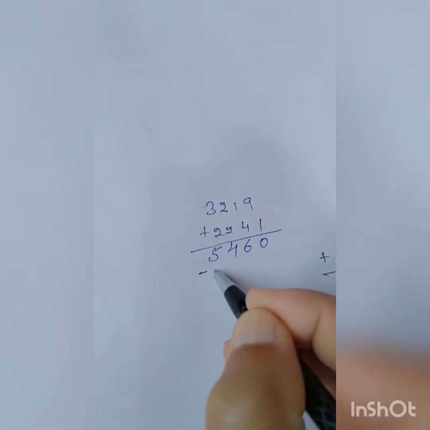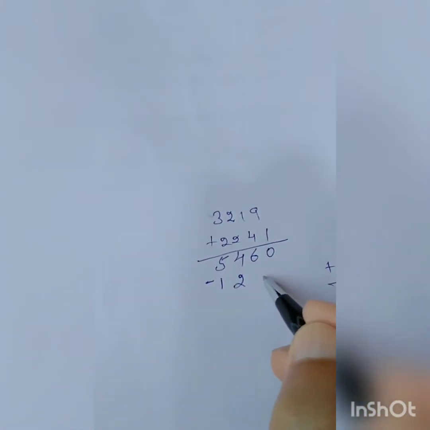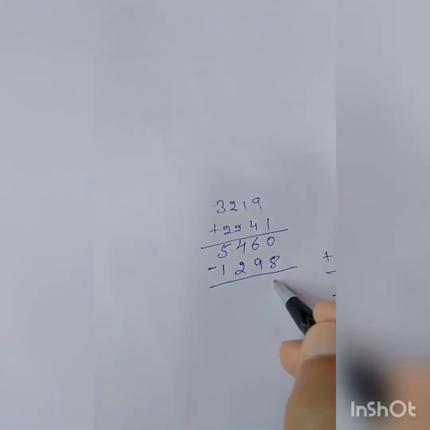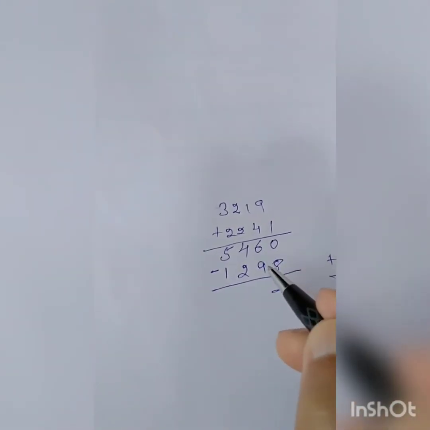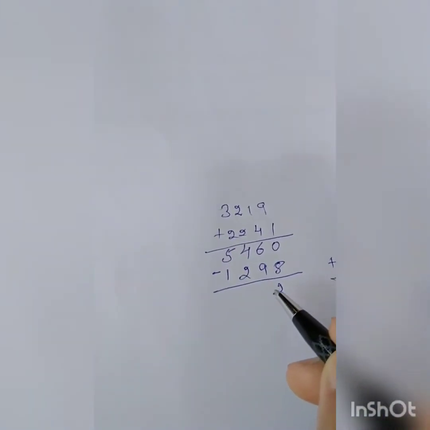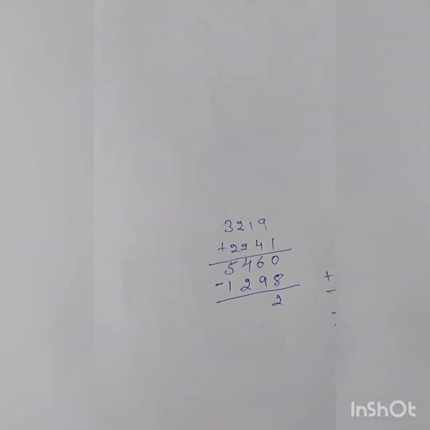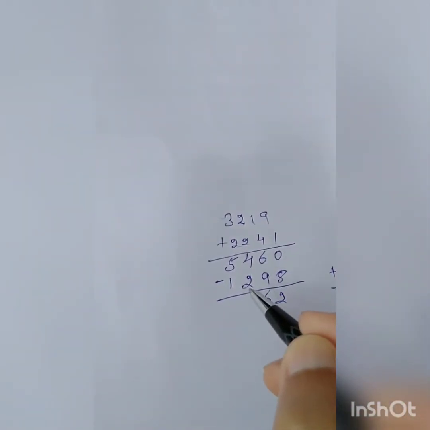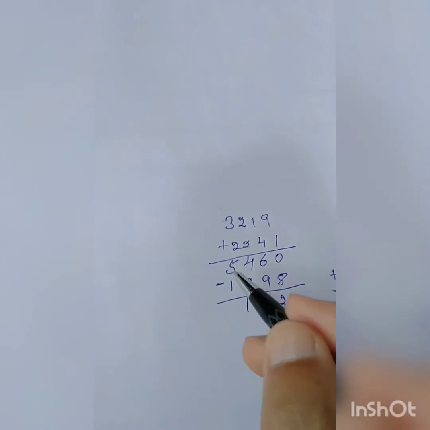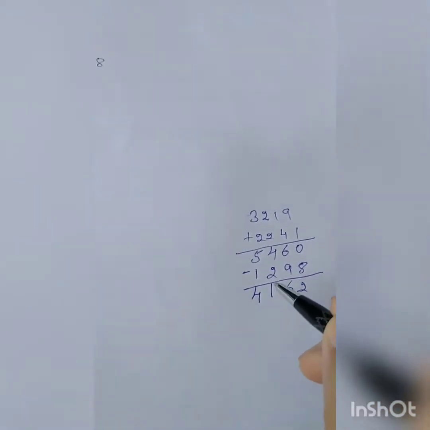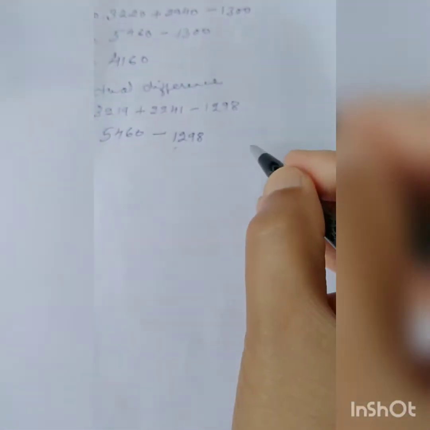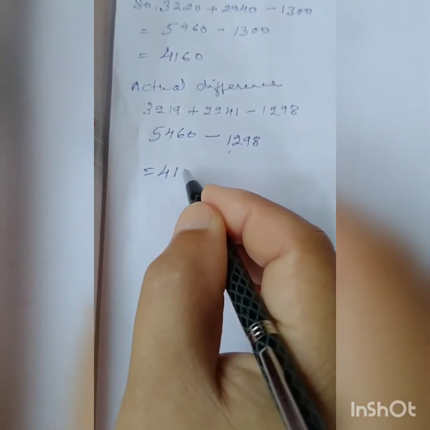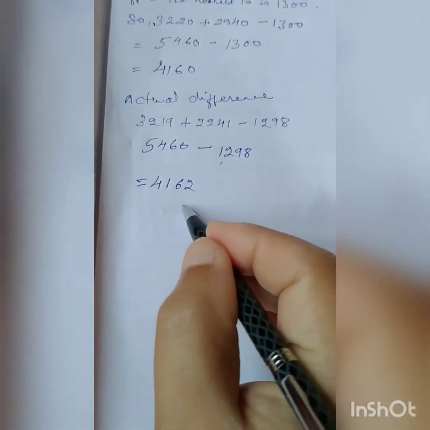5460 minus 1298. So here we have to borrow, 10 minus 8 to here 15 only. 15 minus 9, how much it will be? 6. Here 3 minus 2, 1. 5 minus 1, 4. 4162. Down you can write 4162. So this is your answer.